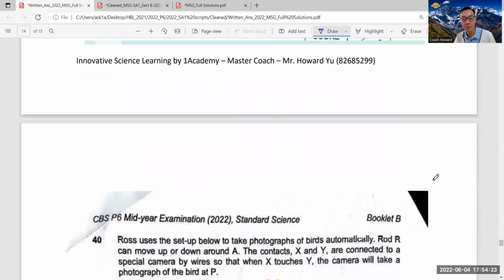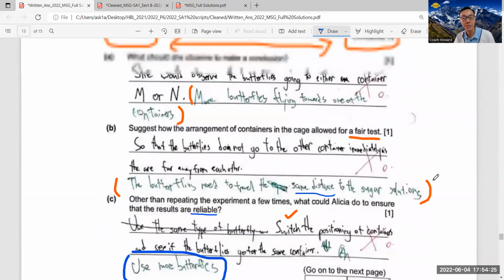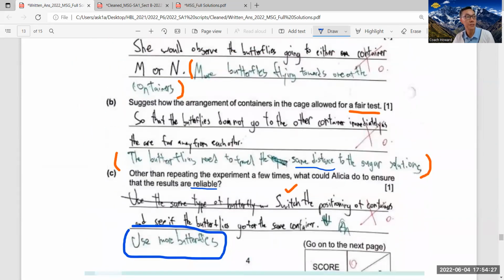Okay, so we see the next part. Let me screen share this one, screenshot this, and then send to you as you copy down the answer.